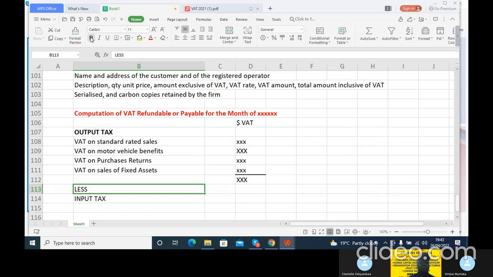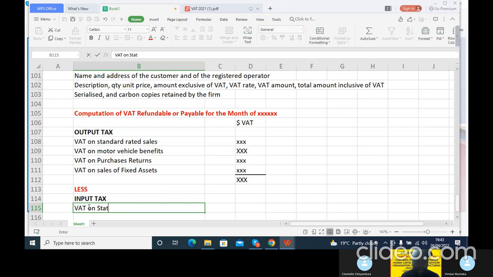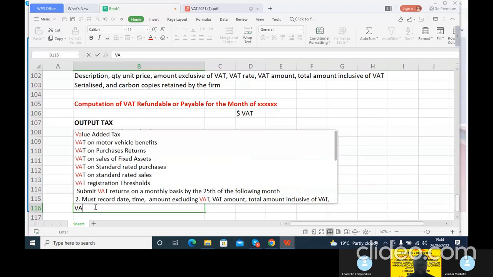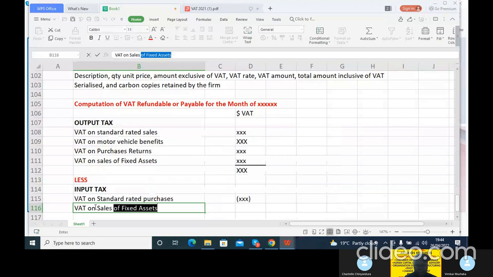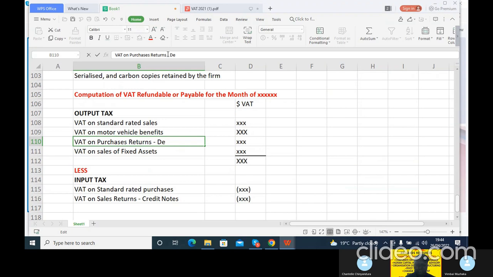Right. So input tax here, nengo uchiti VAT on standard rated purchases. So there's VAT on standard rated purchases. You put it in brackets because it is input tax. Then you come here and say VAT on sales returns. In an exam, they may not say sales returns, but they may say credit notes. Credit notes, that's what sales returns are. So I'm going to have purchase returns, I'm going to have debit notes. So there's credit notes and debit notes.